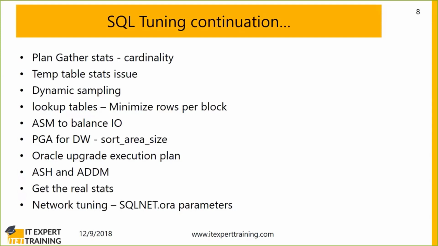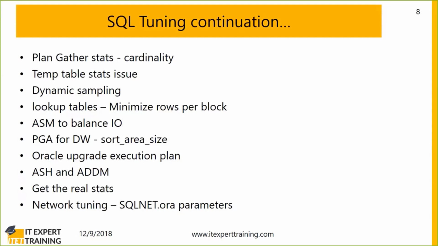Make use of ASH and ADDM, that is, Active Session History and the ADDM report, which will generally give better recommendations if there are any basic issues. And get the real stats. Real stats is nothing but: if something is really going bad, don't assume it. Look into the actual stats, get the analysis done, and recommend that to the application team, or fix it yourself by the optimizer parameters or other tunings.